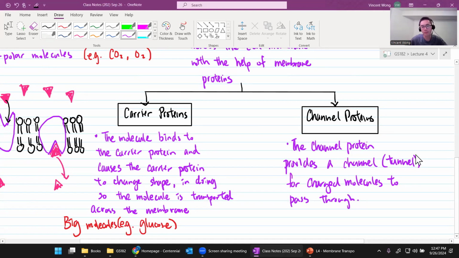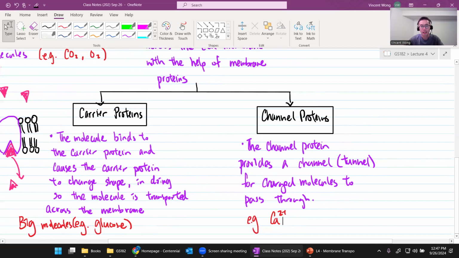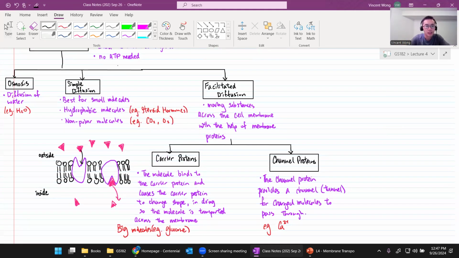Okay, so usually, if it's charged, that means it's not going to interact well with hydrophobic stuff. Right? And as you can see, in the phospholipid bilayer, there's a thick hydrophobic tail section in between. So if it's a charged molecule, it's not going to be able to go through. Yeah? So it needs to have a tunnel. So an example would be like calcium or something. Let's draw a picture for this as well. This one's easy to draw.